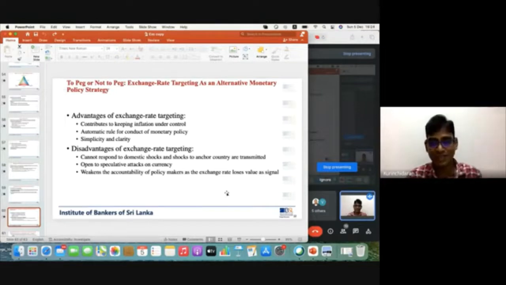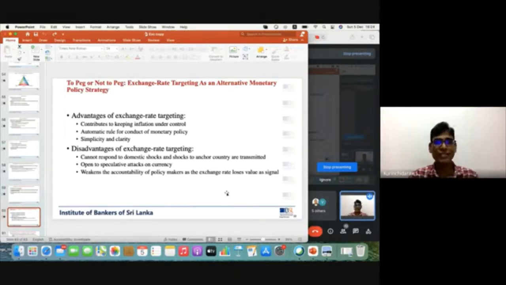Now, when we discussed monetary policy, we discussed so many strategies. One is inflation targeting, another is exchange rate targeting, or multiple targeting, or income targeting. One of the items we discussed is exchange rate targeting. Singapore, for example, is very close to having exchange rate targeting with the US dollar, right?